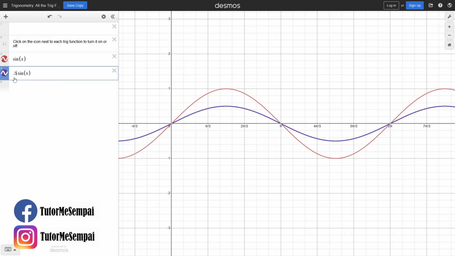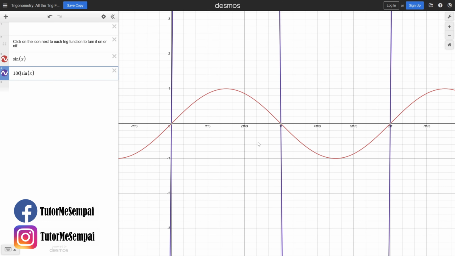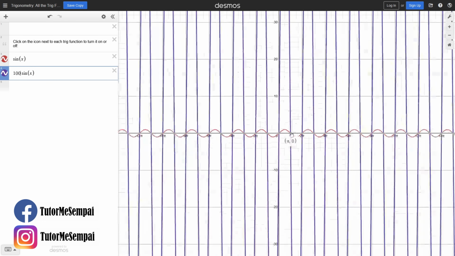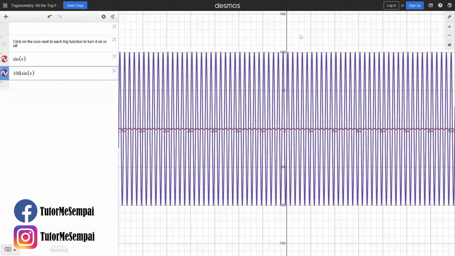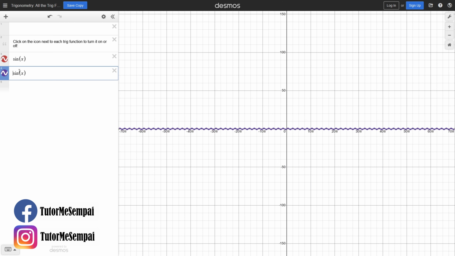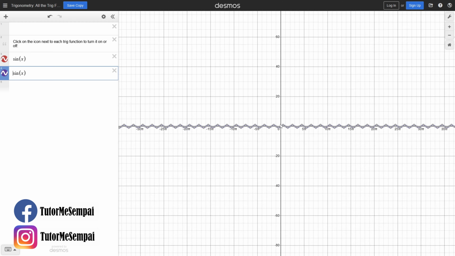It doesn't really matter what this is. You can make it 100, as long as you zoom out enough. All you're doing is changing the height. So it doesn't matter what you put here, that's going to be your new height. Remember, the amplitude is the absolute value of whatever this is. So you just go up that high and go down that much, and that's going to be your new amplitude. So let's put this back to our original sine.